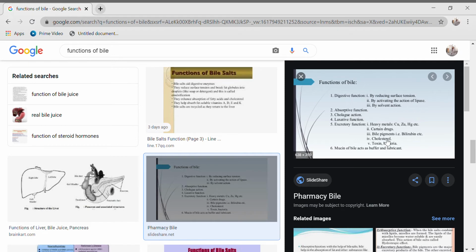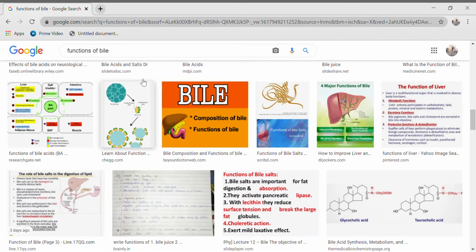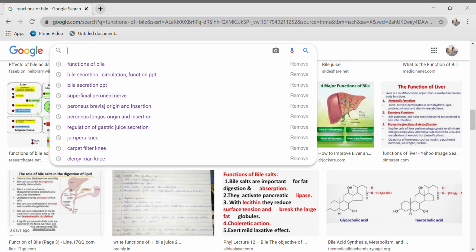You should know the digestion, absorption, excretion, choleretic action. Okay, pH maintenance, and you have lubricating actions also. Okay, preventing the gallstone formation. These are the functions of bile, which is an important short note. Okay, so now let us see about the gallstones. Okay, which is a clinical aspect you should know.